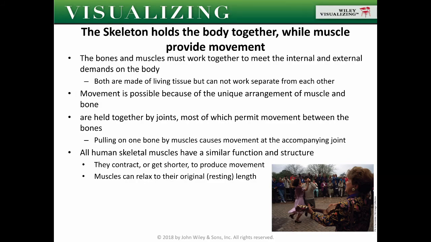The skeleton holds the body together while the muscle provides the movement. That is the dynamic between the skeleton and the muscles. That is also the reason why we are not discussing the skeletal system and the muscular system separately. We are discussing them as one unit because they work together. The bones and the muscles work together to meet the internal and external demands of the body. Both are made of living tissue, but they cannot work separately from each other.